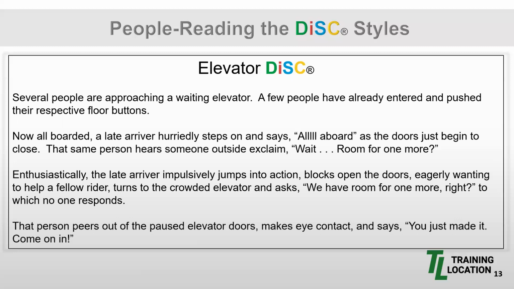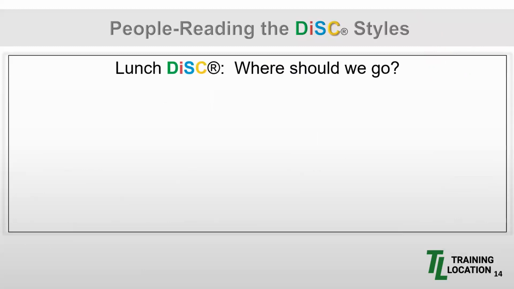That person peers out of the paused elevator doors, makes eye contact, and says, "You just made it. Come on in." Now, a couple things point me in a certain direction with this scenario. The late arriver has a faster pace, which might help us. Their comment of "all aboard" is an indication of outgoing behavior and inclusion. Their enthusiasm and impulsiveness and people concern really help me narrow this to the I quadrant. I would say my best guess to start with would be an Influence. Like any people reading, however, more validation is always recommended.